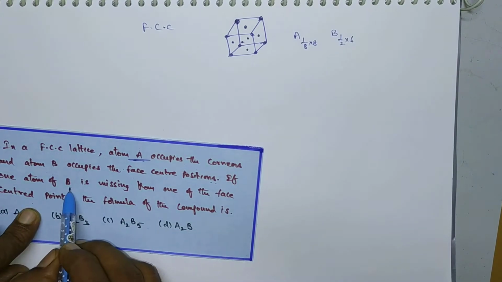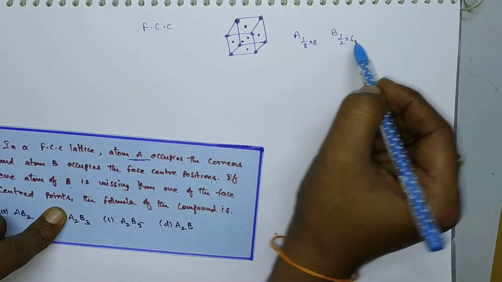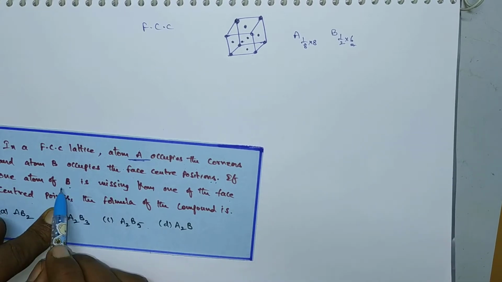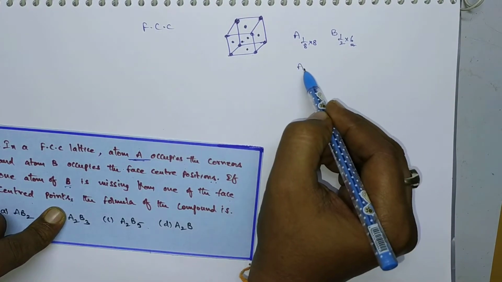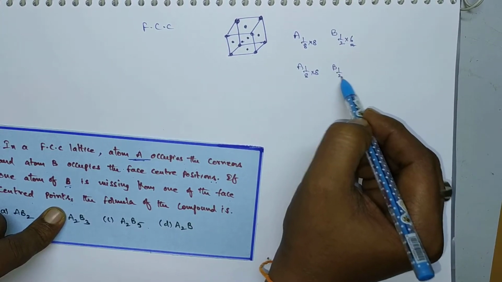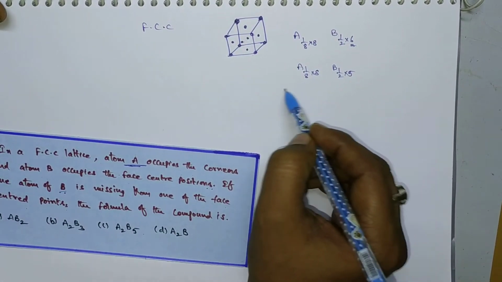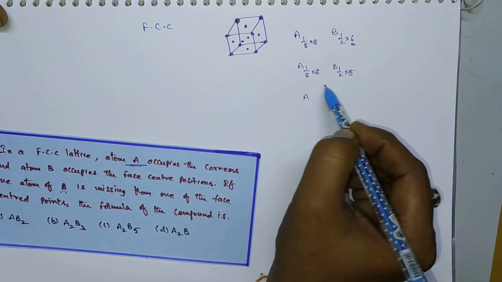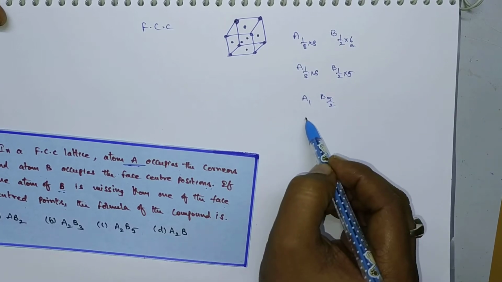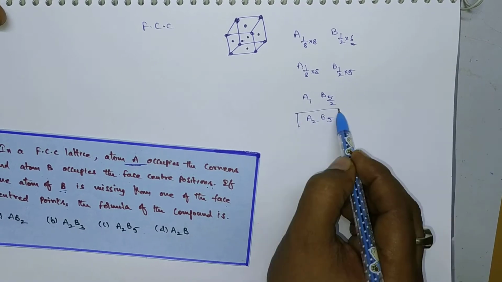If one atom of B is missing from one of the face centered points, then instead of 6 we have to take only 5, because one atom is missing from its face center. So A belongs to 1/8 into 8 and B belongs to 1/2 into 5. Simplifying, we get A 1 and B 5/2. Taking the ratio, the formula of the molecule will be A2B5.